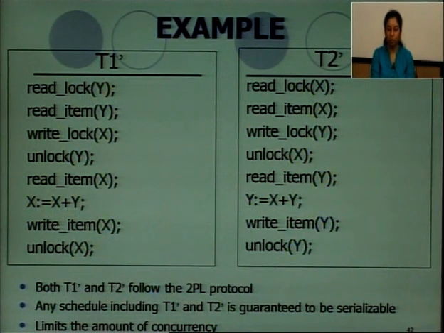We have two transactions, T1 and T2. Here you can see that both T1 and T2 follow the two-phase locking protocol. Any schedule including T1 and T2 is guaranteed to be serializable. It limits the amount of concurrency.